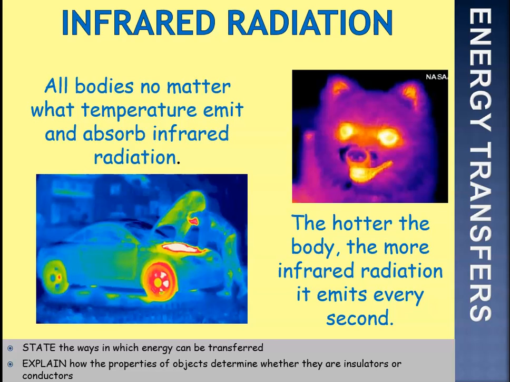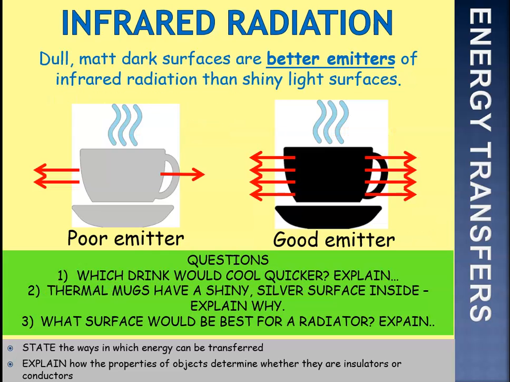With the dog, you can see its eyes and its mouth. Much higher heat energy, much higher infrared radiation coming out from there than the rest of its body. The fur, which is an insulator. Now, colour has a huge effect on how much infrared radiation is emitted. Dull, matte, dark surfaces are the best emitters of infrared radiation, whereas shiny, light surfaces are really poor emitters, but they're great reflectors of radiation.